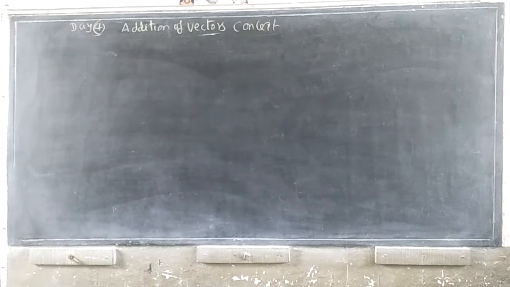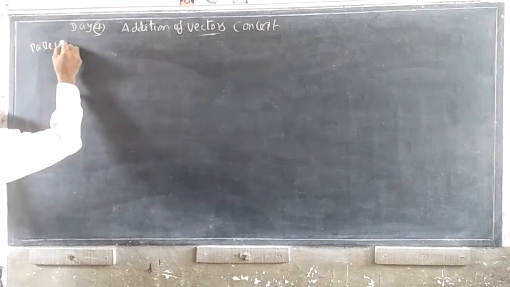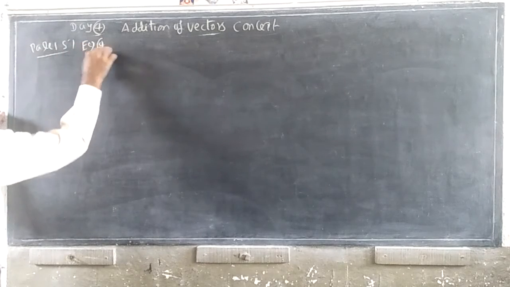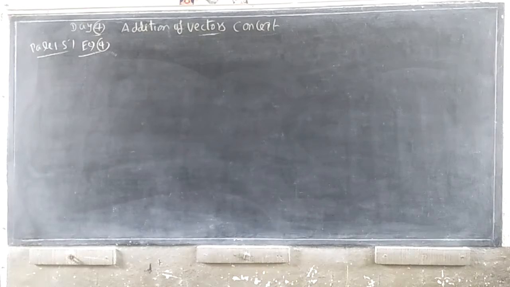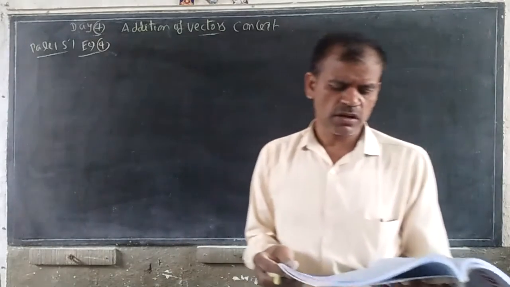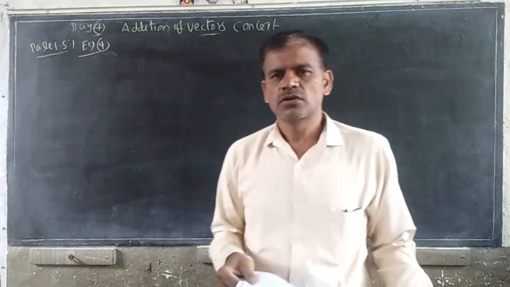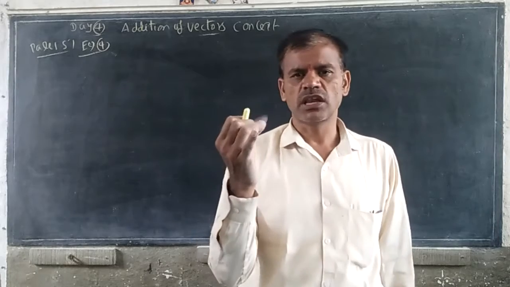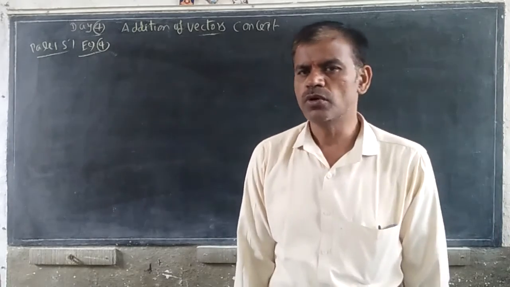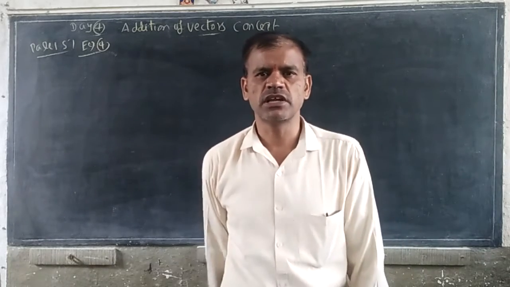Page 151, example 4. Work at example 4. Given A bar, B bar and C bar, three non-zero vectors which are pairwise non-collinear. Whenever the question says non-collinear and non-coplanar, they are linearly independent, and then the combination is zero. Otherwise, if it is given as non-collinear and non-coplanar, the concept is linearly independent.